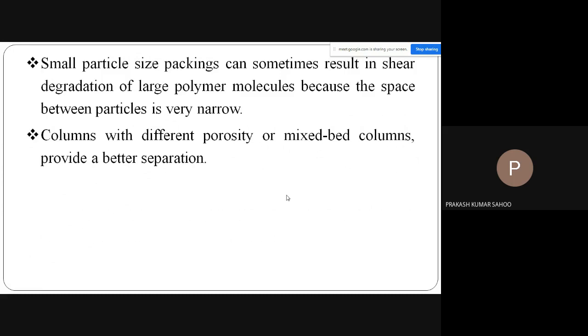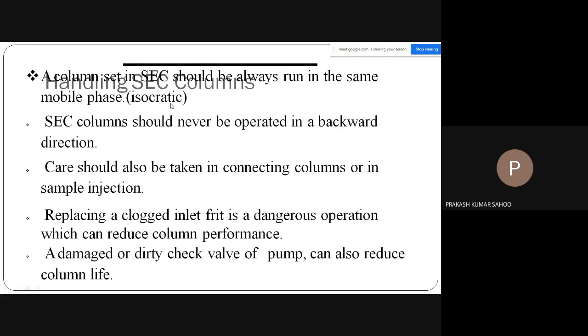Columns with different porosity, or mixed bed columns, provide a better separation. So these are the handling of SEC columns. A column set in SEC should always be run in the same mobile phase, that is isocratic. SEC columns should never be operated in the backward direction. So never backward, it is always top to bottom. Care should be taken in connecting the column and injection, sample injection. Replacing a clogged inlet frit is a dangerous operation which can reduce column performance. So no clogged inlet should be fixed.